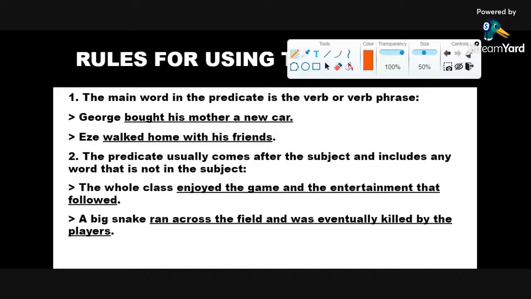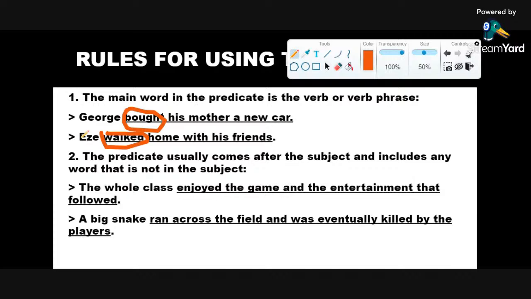I want you to look at it critically. This is the predicate, the whole of this: bought his mother a new car. The first word is bought, which is actually a verb. In the second one also, walked home with his friends, the first word is also a verb, walked. So that's the way it is.